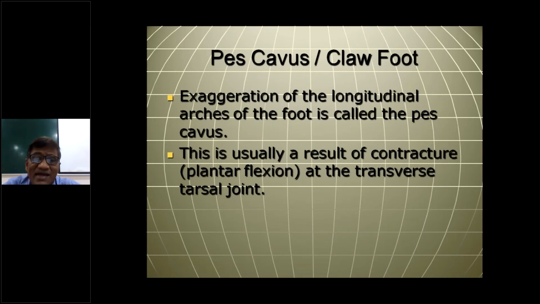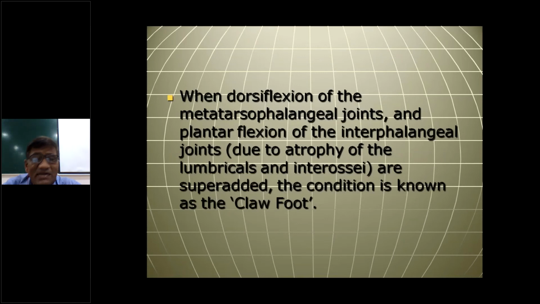plantar flexion at the transverse tarsal joint. That is one factor. Another factor is dorsiflexion of the metatarsal joints and plantar flexion of the interphalangeal joints. This is due to atrophy of the lumbricals and interossei. Dorsiflexion of the metatarsal joints and plantar flexion of the interphalangeal joints are superadded.